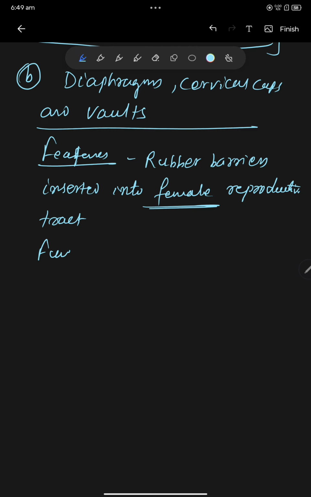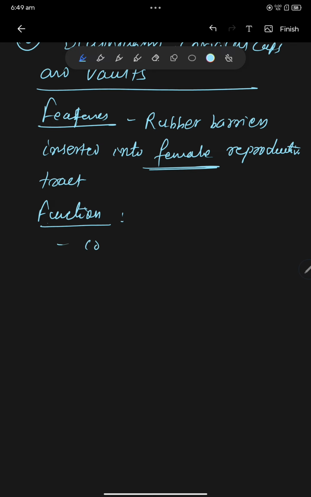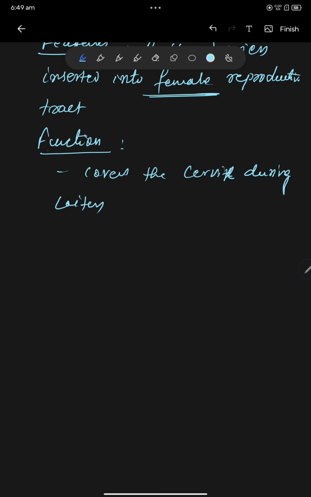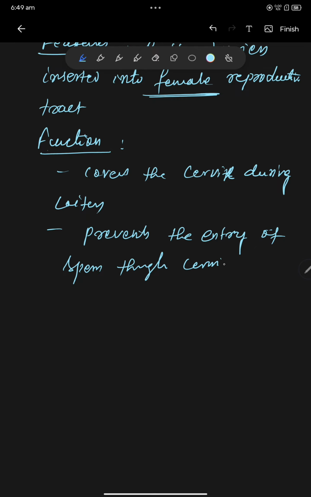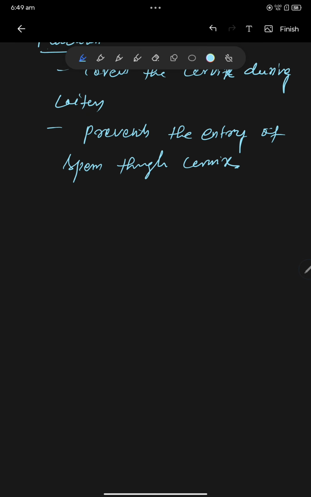Now, what is its function? It covers the cervix during coitus, and it prevents the entry of sperm through the cervix. Now, the cervix is covered, which means the sperm cannot reach up to the oviduct.